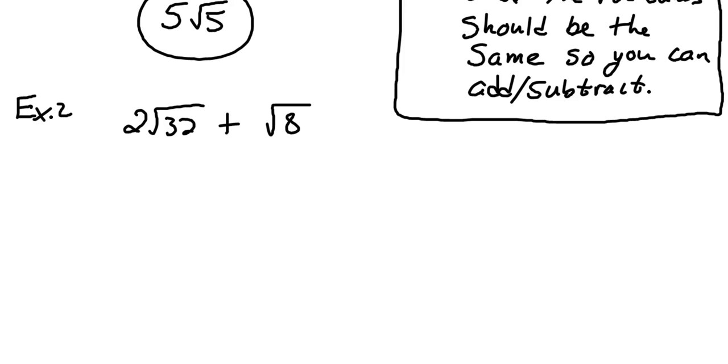For the second one, let's do 2 square root of 32. We haven't done anything where you've already got a number out front, so let's throw that one at you, because it should start to bring you some in like this. We've got 2 square root of 32 plus the square root of 8.